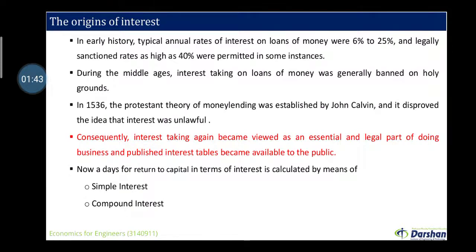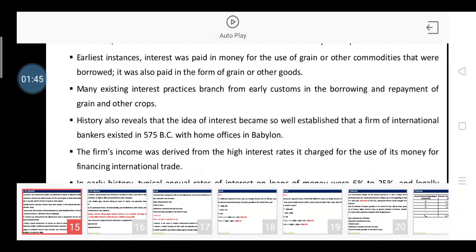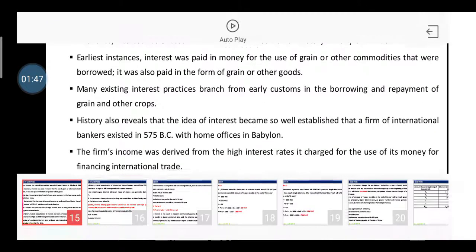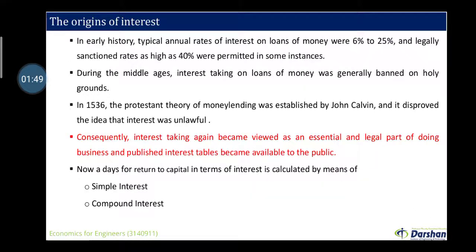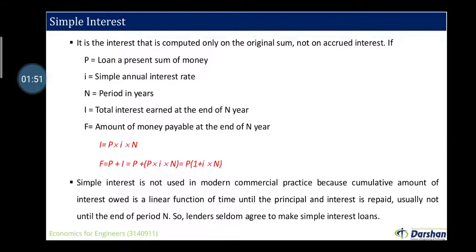I is equal to PRN divided by 100. So F is equal to P, the principal amount, plus interest. So F is equal to P plus P multiplied by R and N. So F is equal to P times (1 plus R multiplied by N).